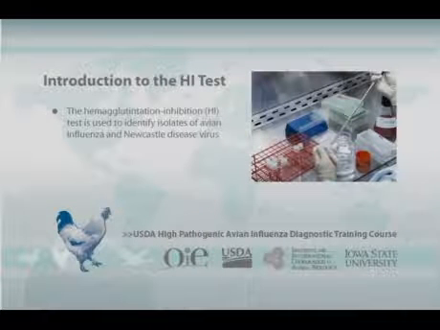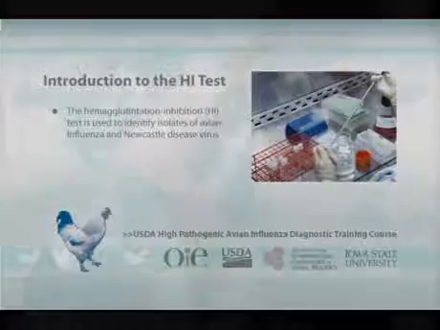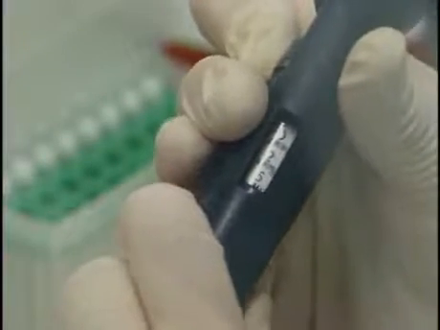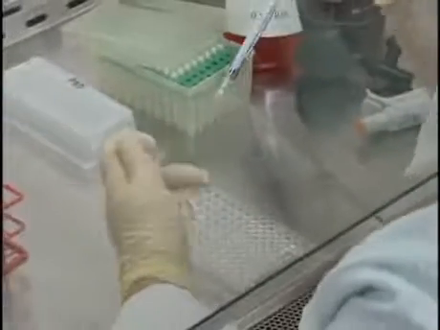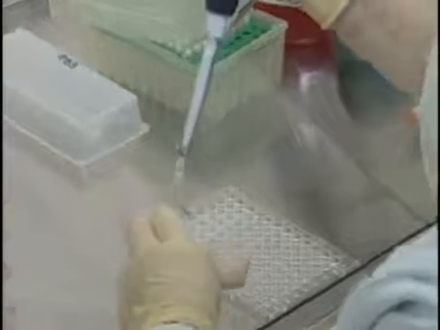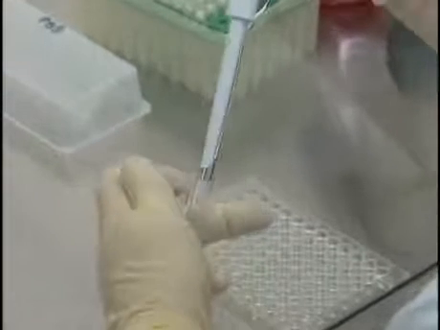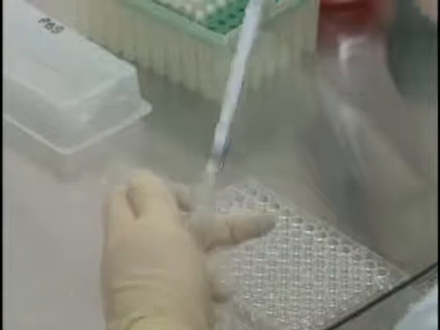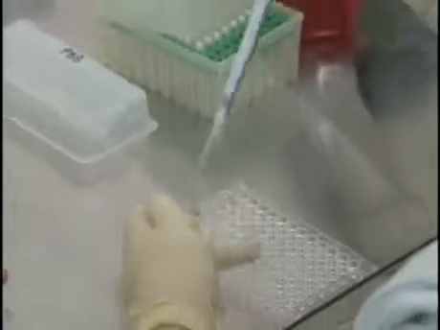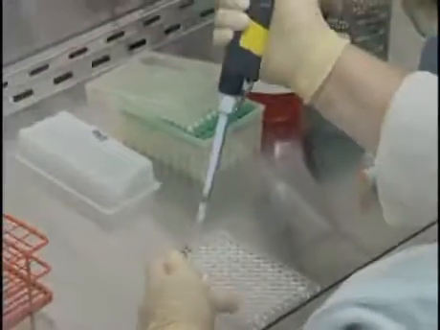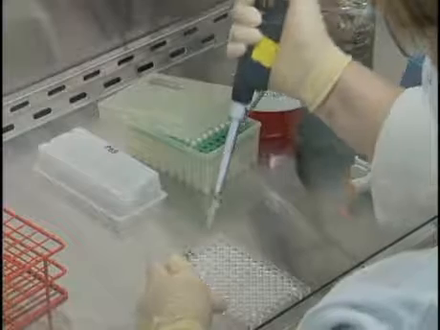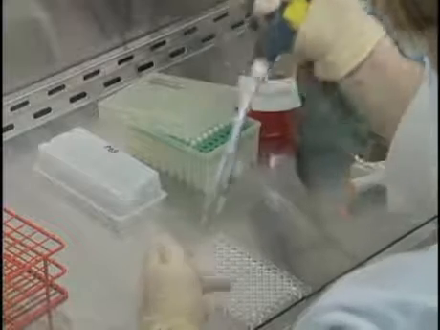Introduction to the HI test. The hemagglutination inhibition (HI) test is a rapid and economical serologic test commonly used to identify hemagglutinating viruses, such as orthomyxoviruses and paramyxoviruses. In the HI test, specific antibodies are used to inhibit the agglutination of erythrocytes by hemagglutinating viruses, hence the name hemagglutination inhibition test.